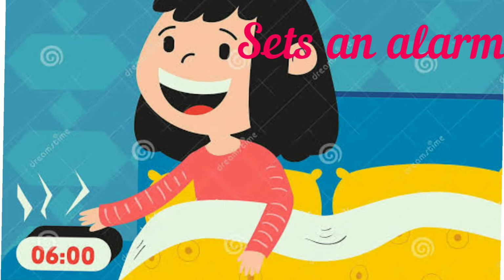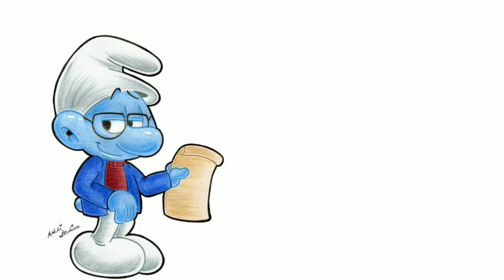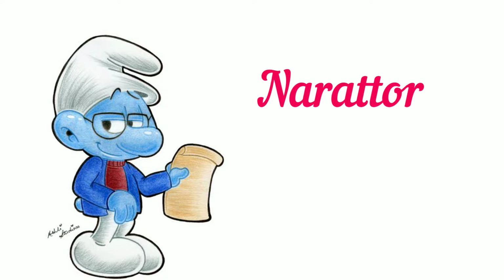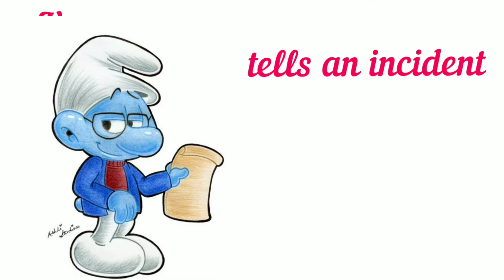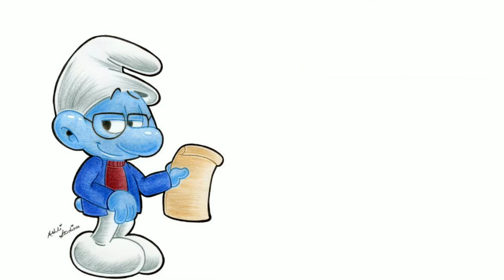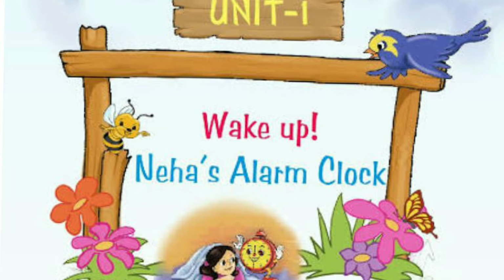Okay, and next here another character, that is narrator. The story is being narrated by a narrator. Dear children, do you know who is a narrator? Narrator means a person who narrates a story or a person who narrates an incident. Okay, so here the narrator is telling us the story. When I read the text, you have to follow my reading. Okay. And you also read the text loudly. So here goes our lesson. Let's start Neha's Alarm Clock.